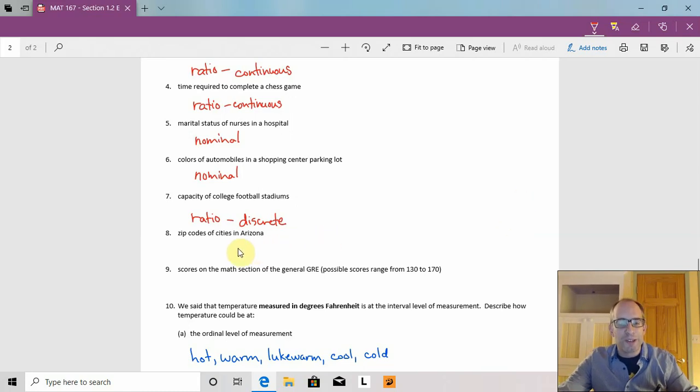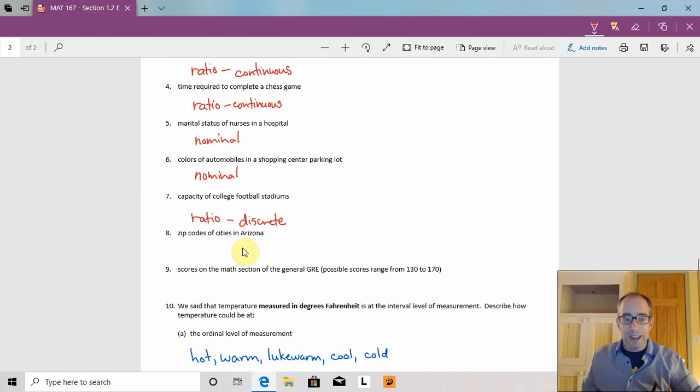Zip codes of cities in Arizona. This is a little mean. Because when you think, oh, zip codes, those are numbers. Yes, they are. But this isn't interval and this isn't ratio because none of the math works, right? If you subtract one zip code from another, you don't end up with a zip code as a result. You just have some number.